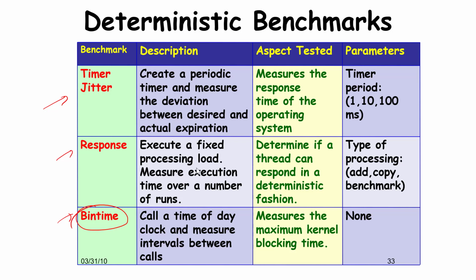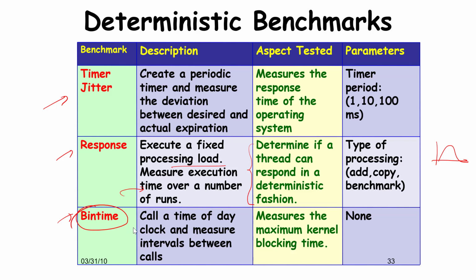Response is like this, that you execute a fixed processing load and you just measure the execution time repeatedly over multiple runs. So that will give you an idea of whether the execution time of a program is predictable or not. In a sense, if it is not predictable, then across different runs you will actually see different execution times that may vary widely. So that is of course a bad thing for a real-time operating system. But of course, if you run it 100 times, we can plot the distribution and figure out how bad it is. Could be a simple thing like adding numbers or copying data from one place to the other, or could be complicated as well.